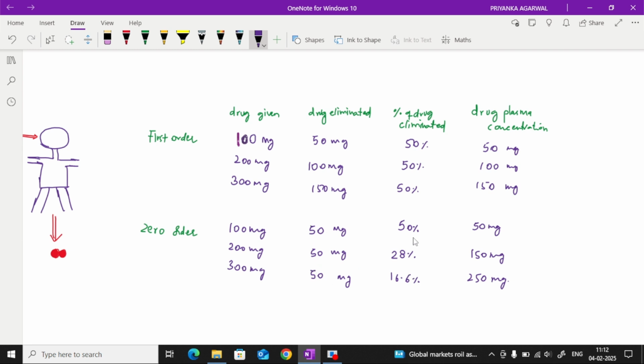Okay, so that's why, because the same percentage is not removed, T half is prolonged.